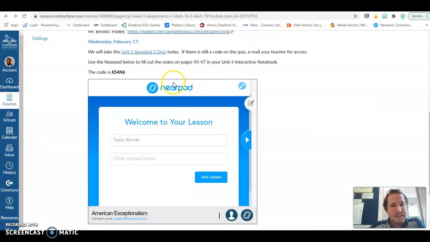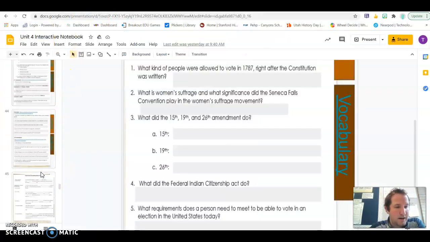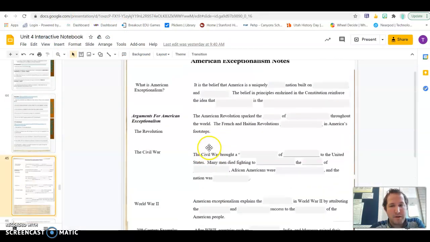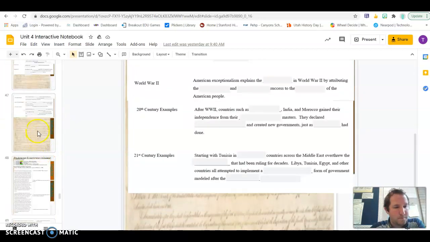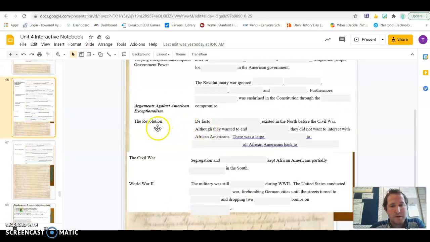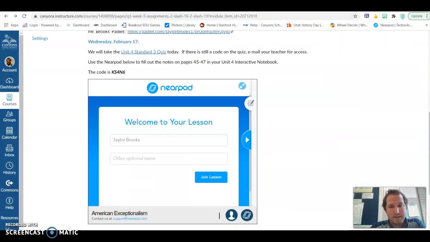On Wednesday, February 17th, we will be taking a quiz, the Unit 4 Standard 3 quiz. If you are gone and there is a code on the quiz, please email your teacher for access. You'll be using this Nearpod to fill out pages 45 through 47 in your interactive notebook. This Nearpod is about American exceptionalism, what it is, how it's viewed, and arguments both for and against the idea of American exceptionalism. And you will be making a decision about what you think about American exceptionalism at the end of the week.